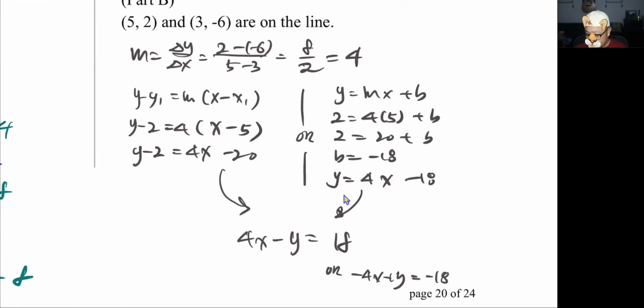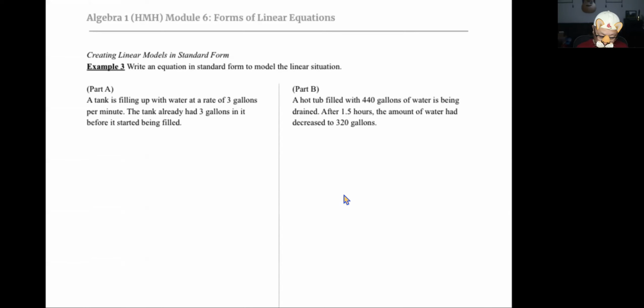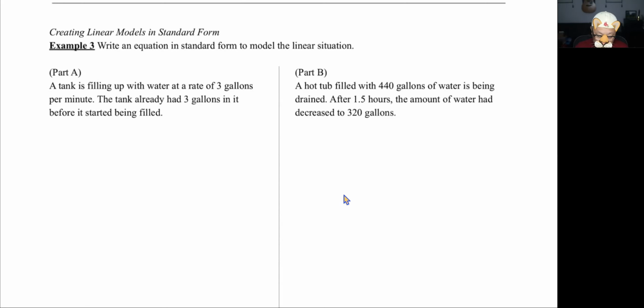Okay? Alright, guys. Let's go to the next page. Here we go. So in this particular case, we're creating linear models in standard form. Write the equation in standard form. So once again, that is ax plus by equals c, where a, b, and c are integers. Can't be fractions. Can't be decimals, guys. It has to be integers. Counting numbers, 0 and negative counting numbers, right? Those are the integers. How do I do this?